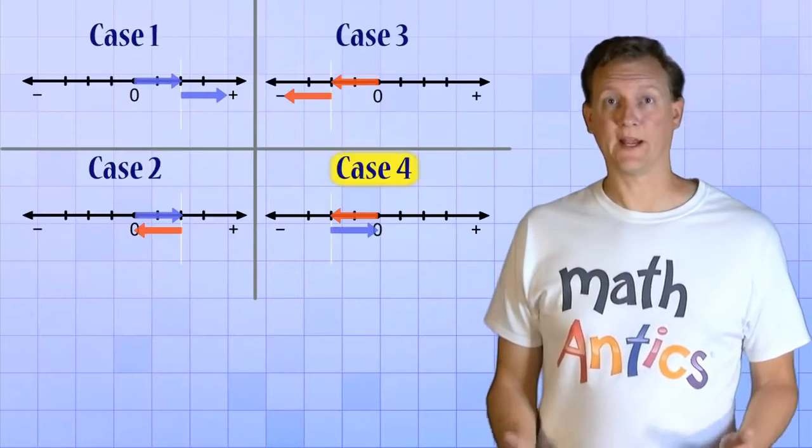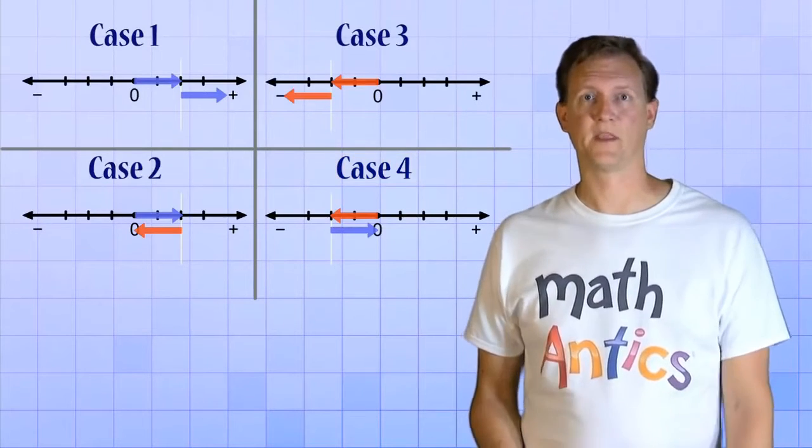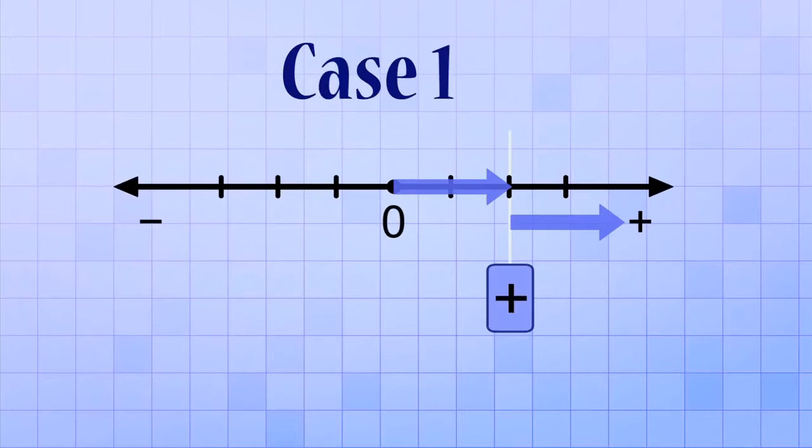The key to getting the right answer to the problem is to figure out which of these cases you're dealing with. So let's look at each case in more detail. In case 1, you start with a positive number and you make it more positive. The good news is that you already know how to do that.